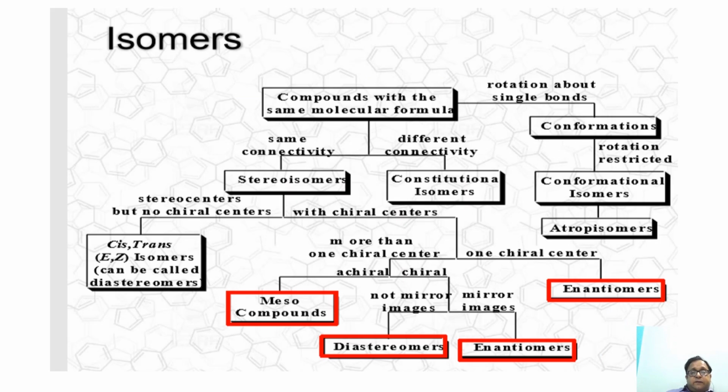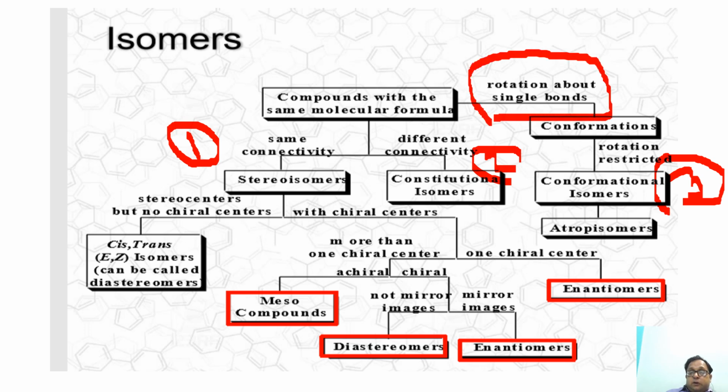As far as the classification of isomers is concerned, they are classified into stereoisomers, constitutional isomers, and conformational isomers. Conformational isomers are the result of rotation about a single bond. On the other hand, molecules that exist with different connectivity are known as constitutional isomers, while molecules with the same connectivity are known as stereoisomers.